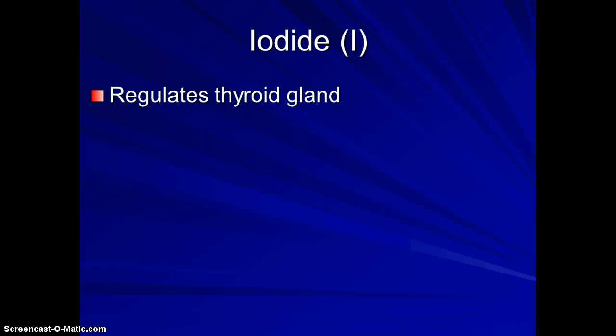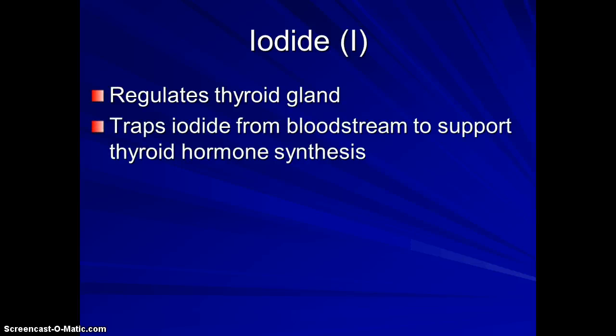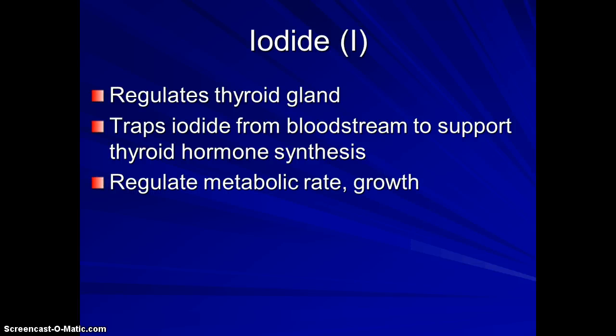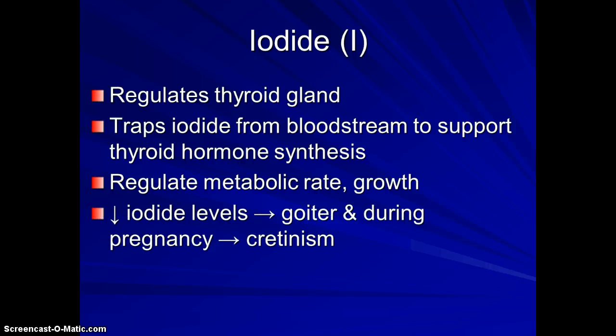Let's move on to talk about iodine. One of the major roles of iodine is to regulate the thyroid gland, which helps regulate metabolism. So again, iodide from the bloodstream supports those thyroid hormones, and that regulates our metabolic rate and our growth. So low levels of iodide can lead to goiter, and also if a mom has low levels of iodide during pregnancy, that can lead to cretinism.